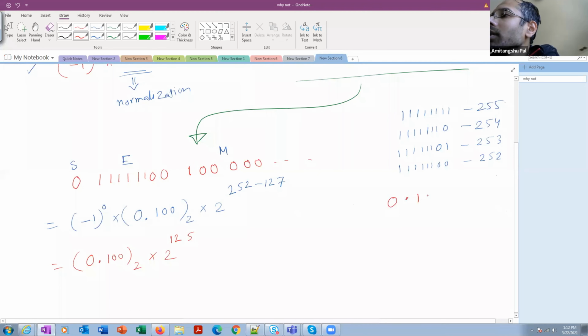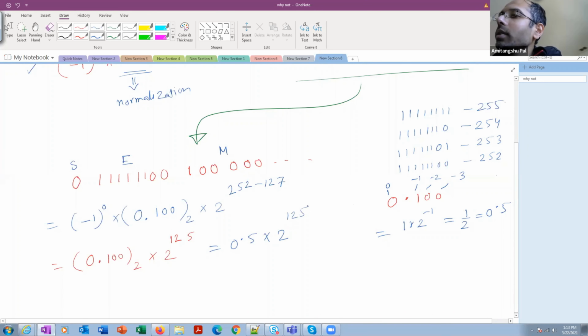It is very simple, 0.100. So this is the 0th bit. This is the minus 1, minus 2, and minus 3. So this is going to be equal to 0 into 2 to the 0, I am not writing, 1 into 2 to the minus 1, plus 0 into 2 to the minus 2, and 0 into 2 to the minus 3, I am not writing. So 2 to the minus 1 means 1 by 2, which is equal to 0.5. So this is going to be 0.5 into 2 to the power 125. Okay. So the decimal value is going to be this.